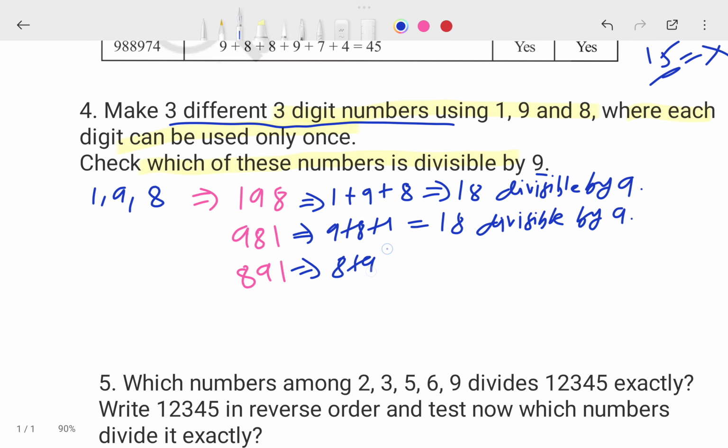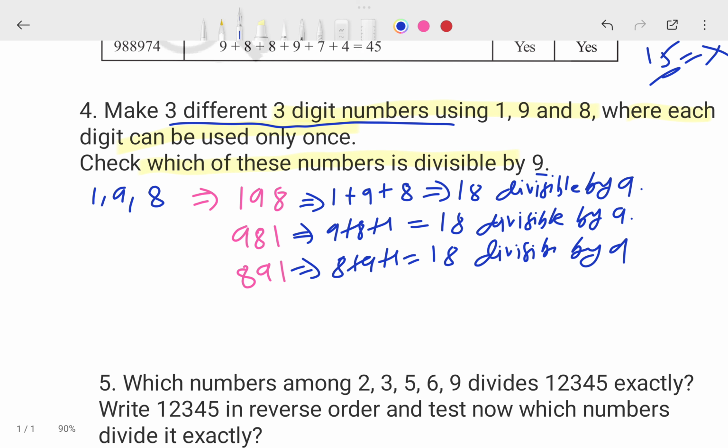So 8 plus 9 plus 1 is 18. Wait a minute. So this is 8, 9 and 1. This is also going to be 18. In the 9 table, 18 is there? Yes, it is there. So this is also divisible by 9.